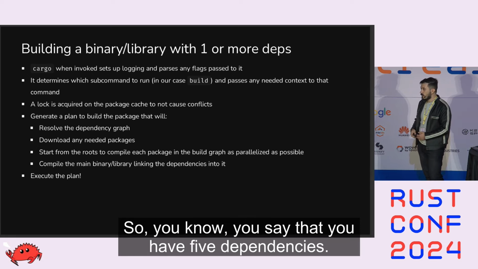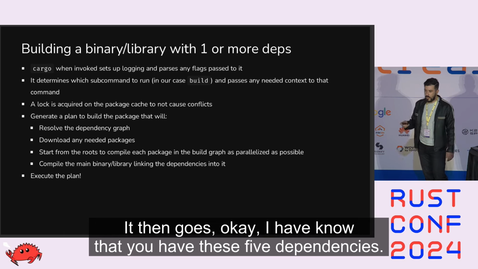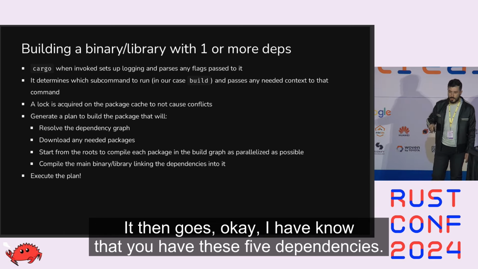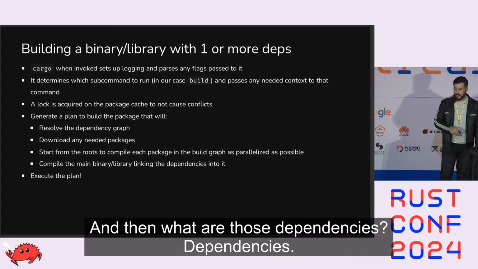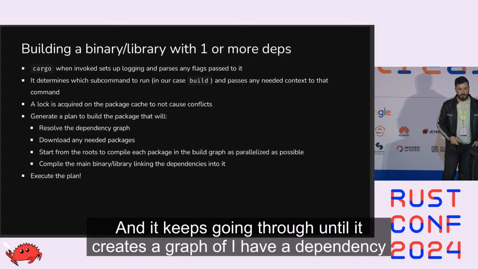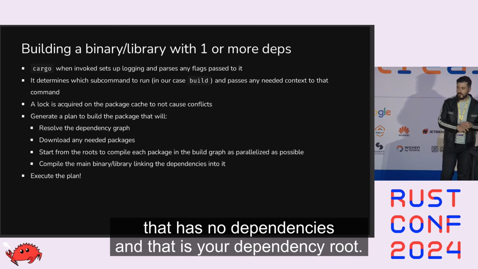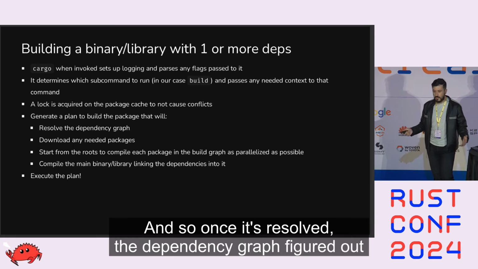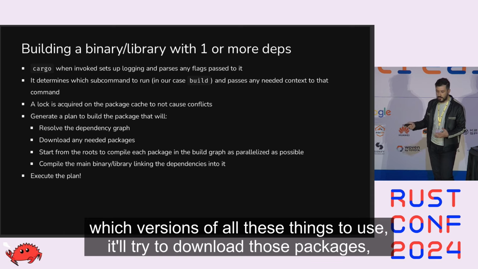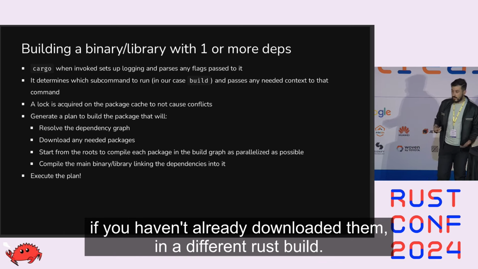So, you say that you have 5 dependencies. It then goes, OK, I know that you have these 5 dependencies. What are their dependencies? And then what are those dependencies? And it keeps going through until it creates a graph of, I have a dependency that has no dependencies. And that is your dependency root. Once it's resolved the dependency graph and figured out which versions of all these things to use, it'll try to download those packages if you haven't already downloaded them in a different Rust build.